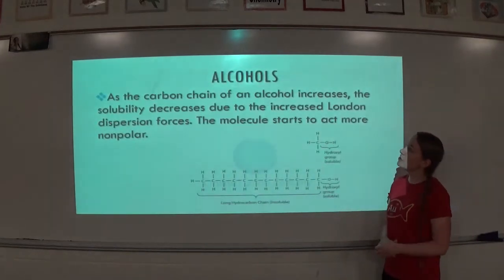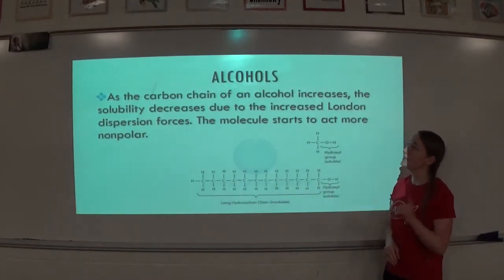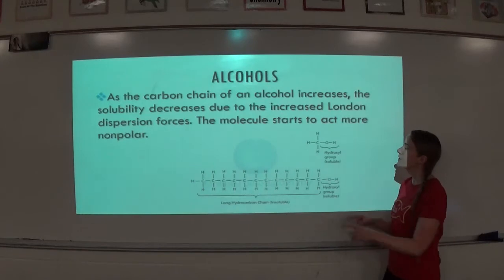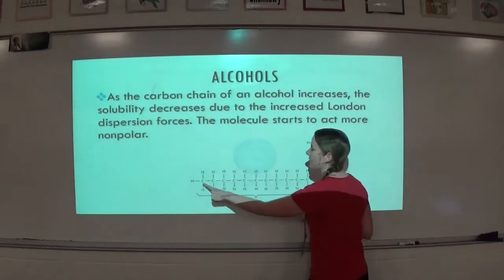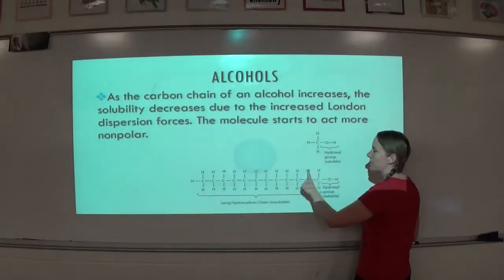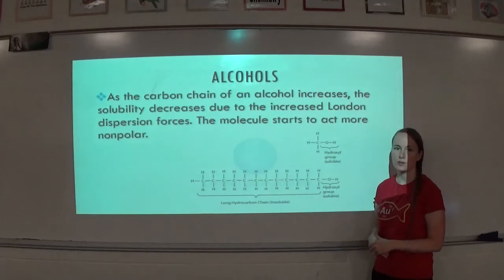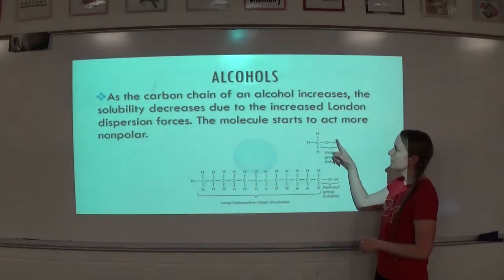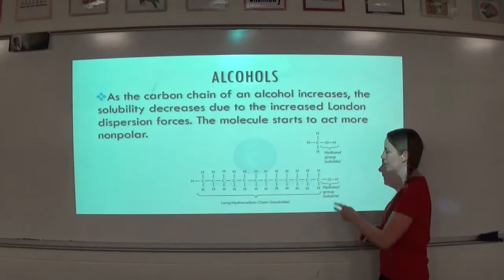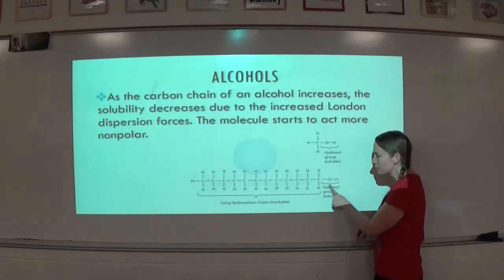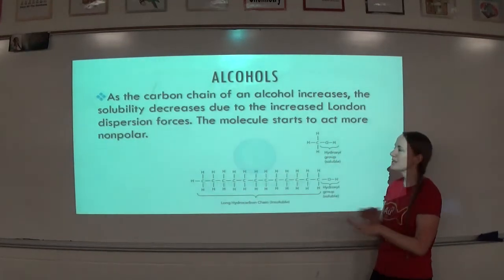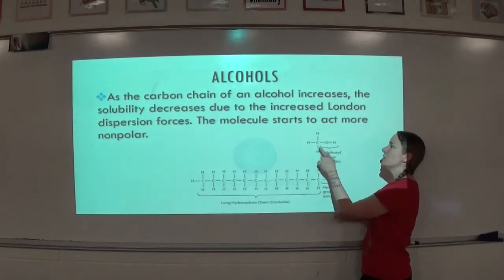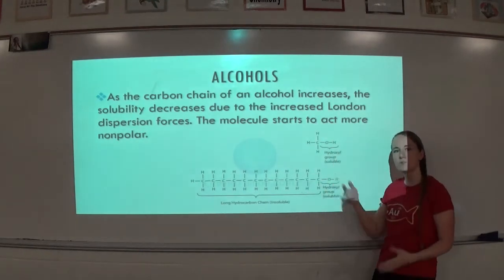So as the carbon chain of an alcohol increases, the solubility decreases due to the increased London dispersion forces. The molecule starts to act more nonpolar. So here we have one carbon with some hydrogens and an alcohol group, OH. Here we have a long chain of carbons populated with hydrogens and one alcohol group. So about half of this molecule is the polar group, and if you look here, maybe like a tenth of this molecule is a polar group. So this molecule overall is mostly nonpolar, so it's not going to want to dissolve in water. Whereas this one, it's kind of about half and half, so it's more likely to dissolve.